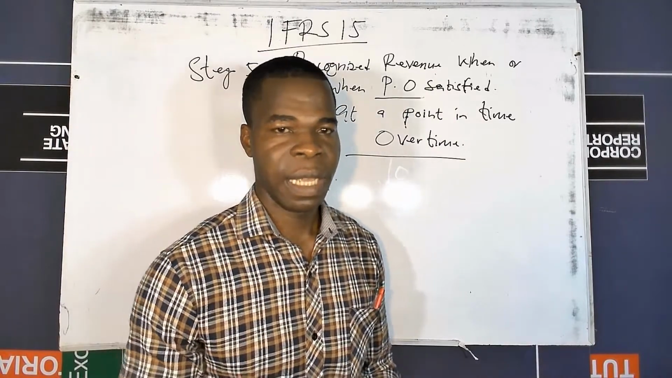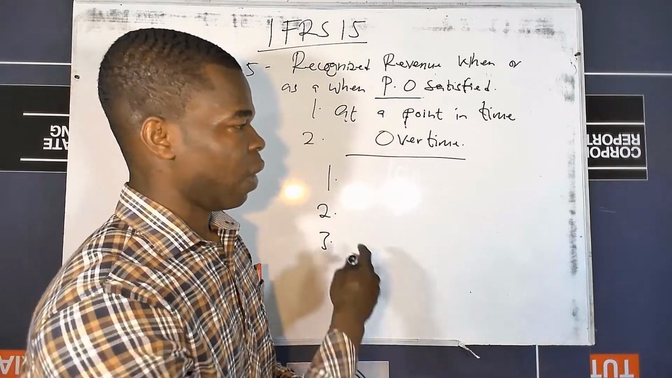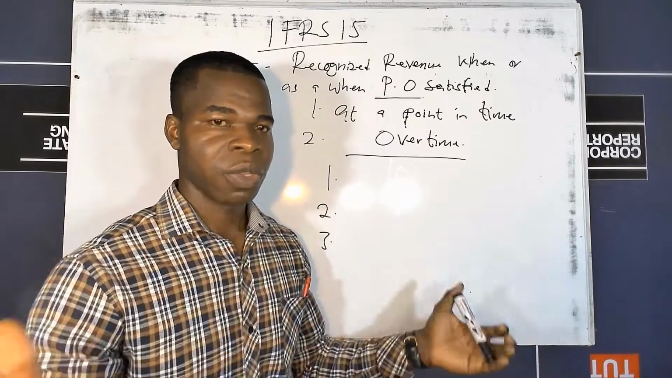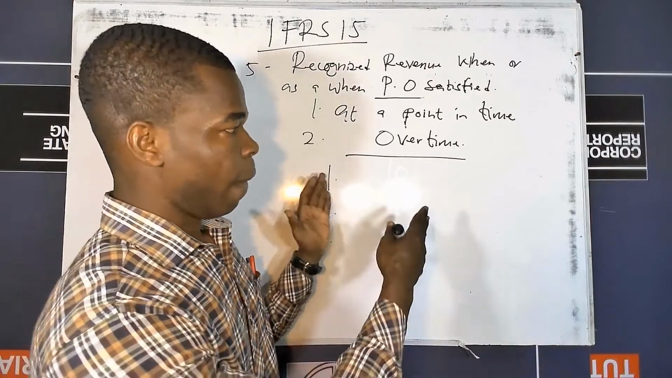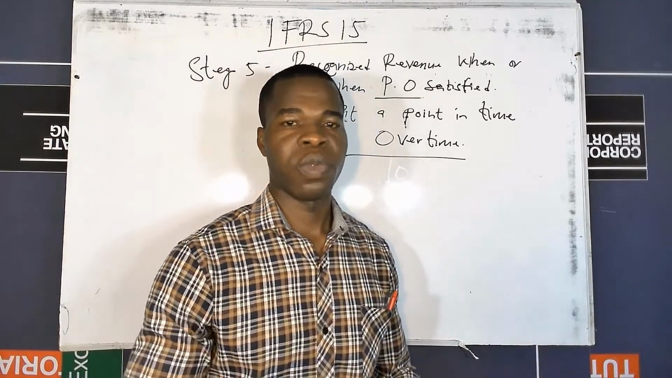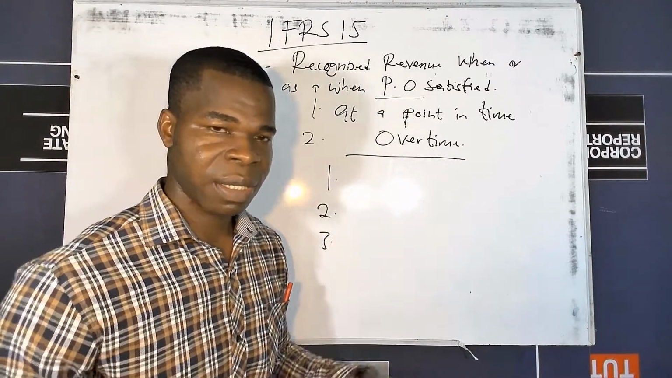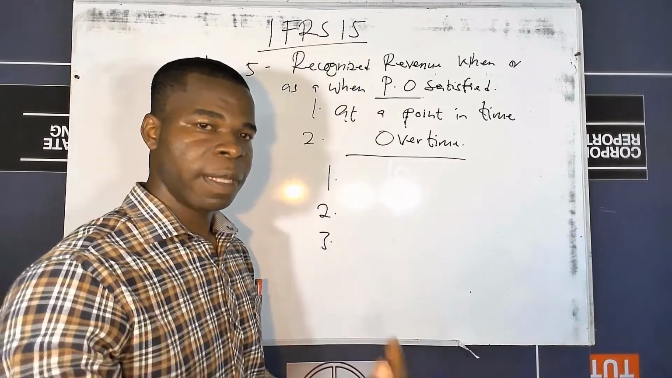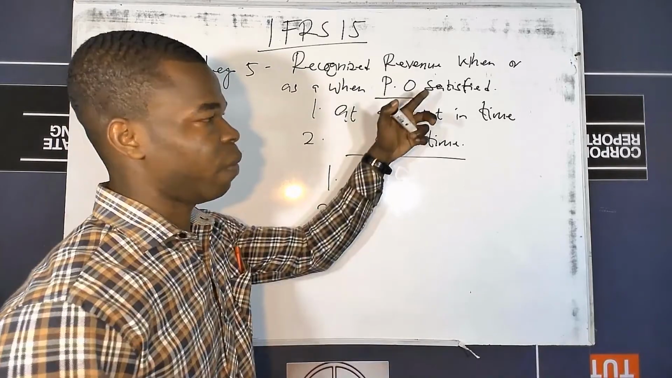In most instances, an entity will satisfy a performance obligation over time when the performance obligation in question is the manufacturing or construction of a building. The construction of the building will take more than one accounting period before you are done satisfying your performance obligation. So in simple terms, when it comes to satisfying performance obligation over time, the entity will take a longer duration to complete all the performance obligation.